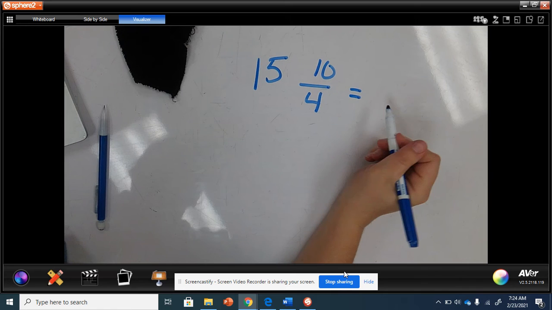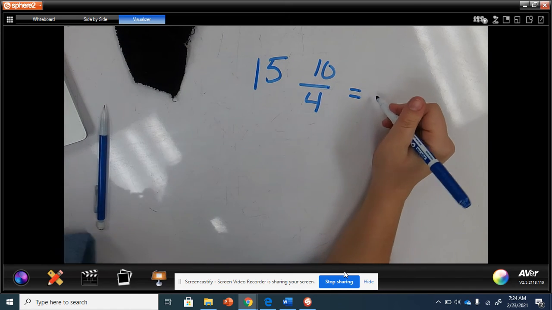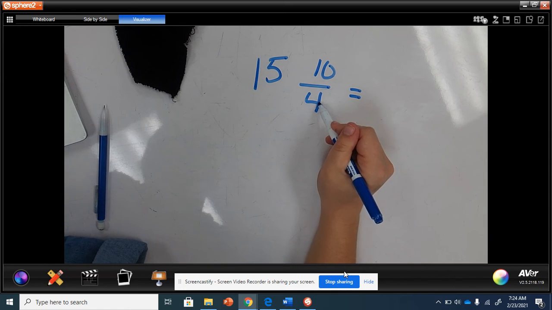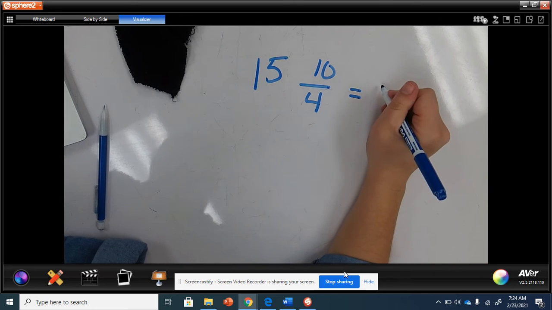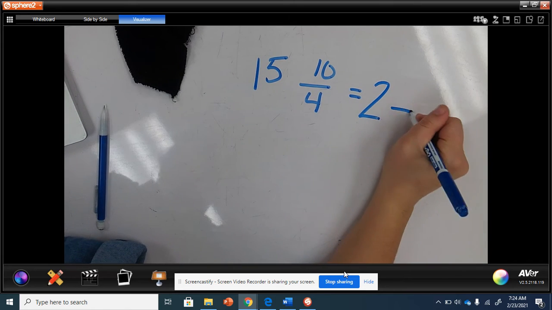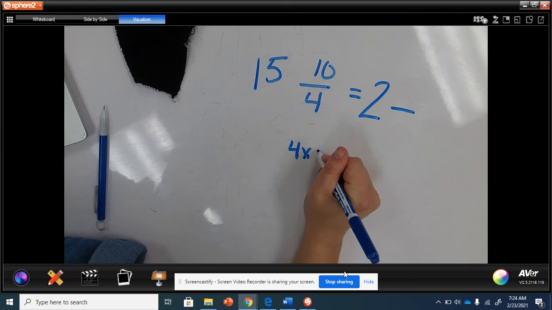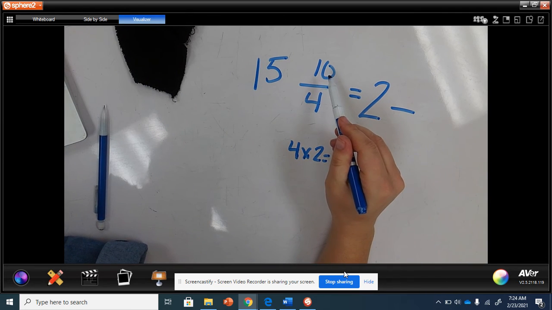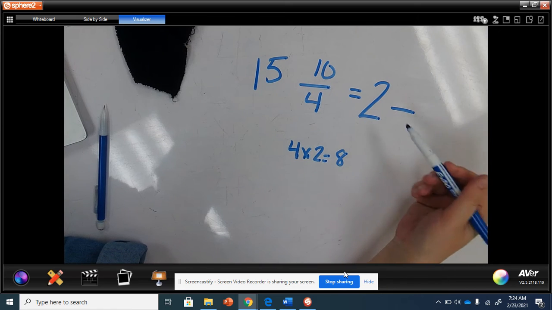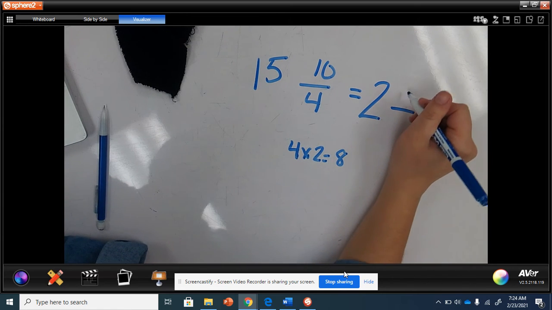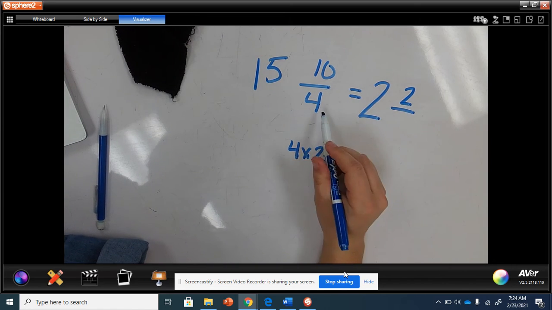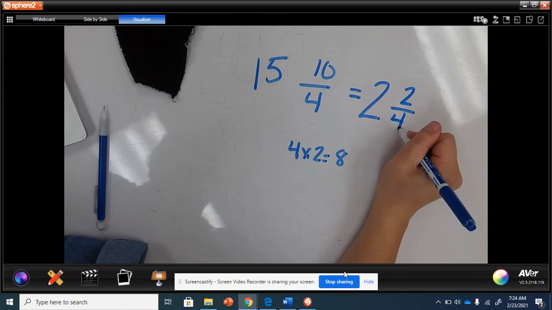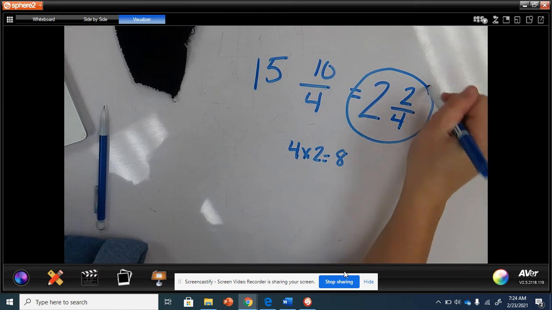So I first had to change 10/4 into a mixed number. I asked myself, how many times does 4 go into 10? 4 goes into 10 2 times. And I know that 4 times 2 equals 8. And I have to ask myself, how many is left over that I can't make a whole for, which is 2. And my denominator stays the same, 4. So this equals 2 and 2/4.